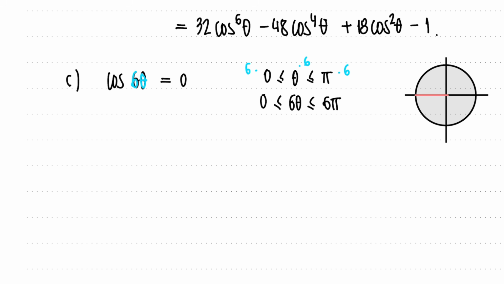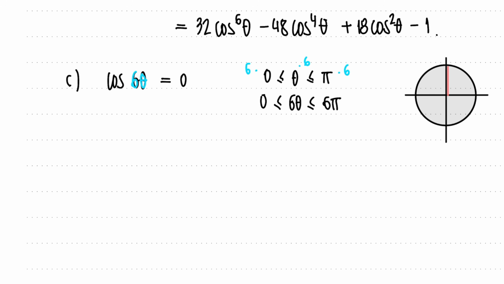Then pi doesn't work. 3 pi over 2, yes, cosine is 0. And then 2 pi, it's equal to 1 again. We cannot stop here. We have to go all the way not to 2 pi, but to 6 pi. We're going to circle this twice more. Now, we have 5 pi over 2, 7 pi over 2, 9 pi over 2, and 11 pi over 2 as solutions as well, wherever we hit these 2 points.